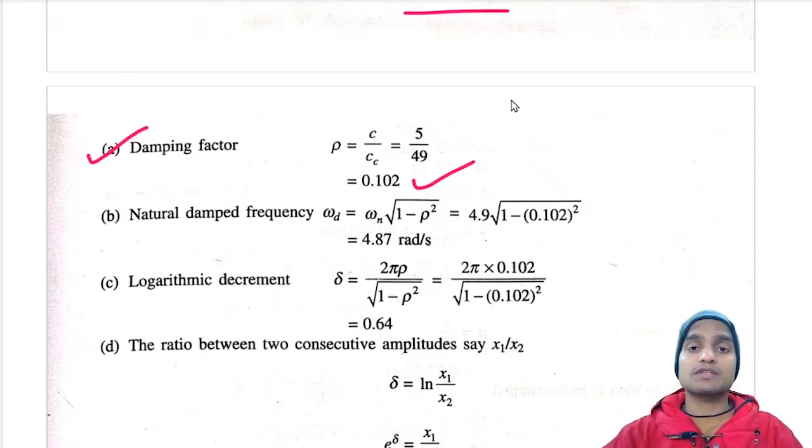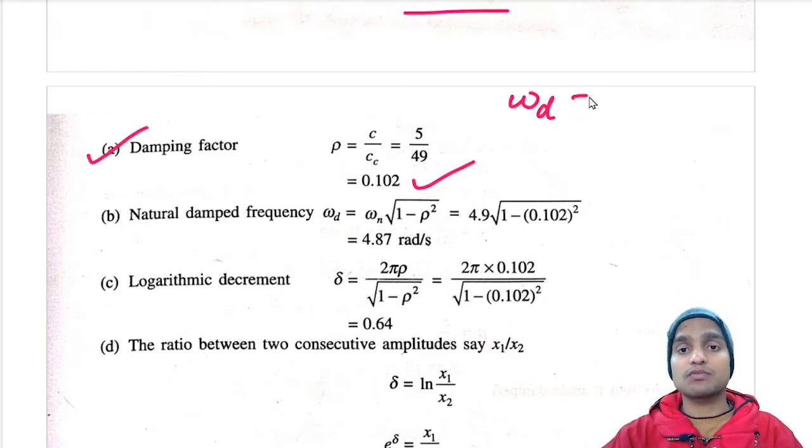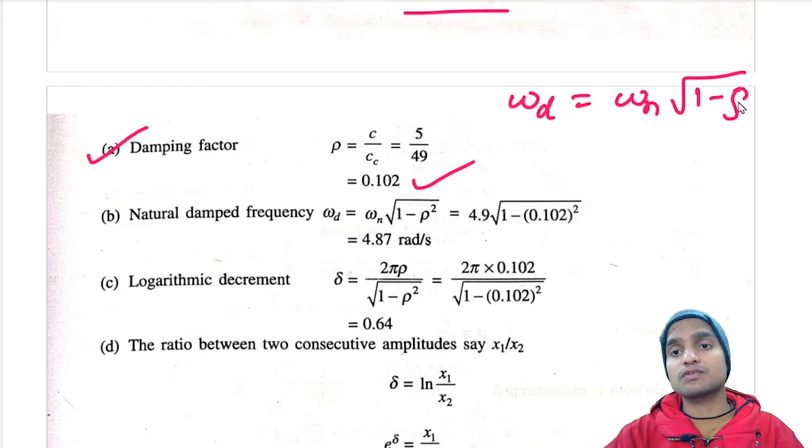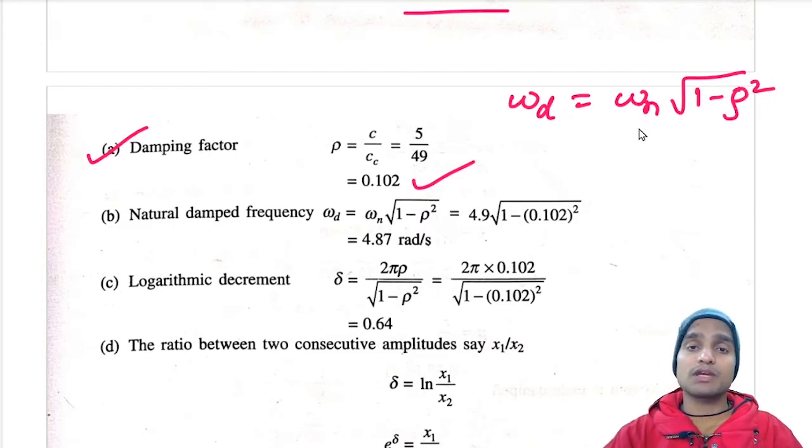Natural damped frequency omega d. Now the natural damped frequency omega d is equal to omega n into root under 1 minus rho square. Omega n we have calculated, rho we have calculated, so this value can be very easily calculated.